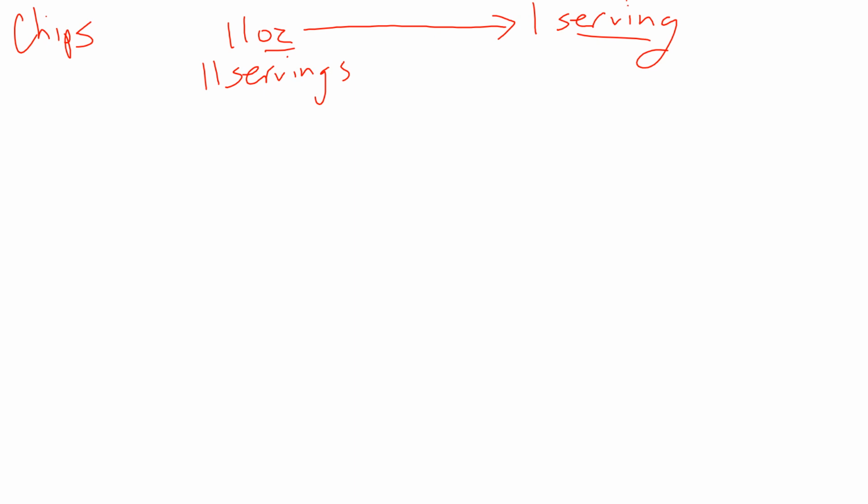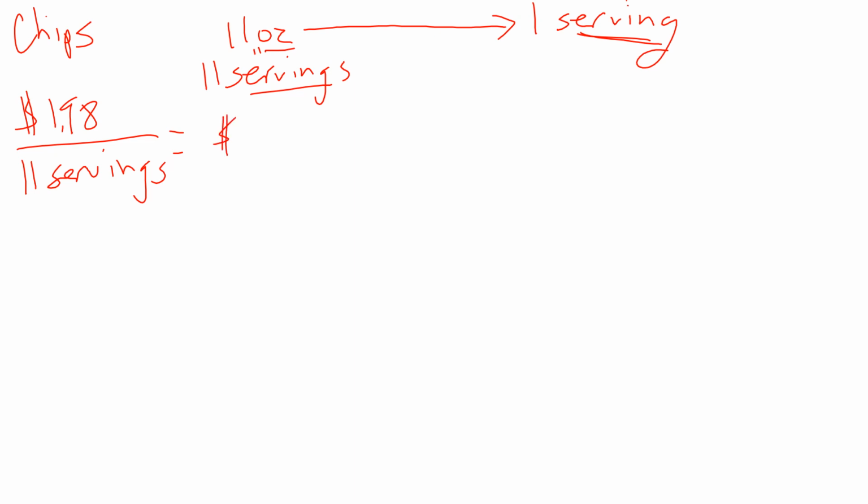Okay, so we can use that information from the package, and now, because those 2 things equal each other, our units do match. Okay, so we do $1.98 per bag of chips. We divide by 11 servings, and we get 18 cents per serving of chips. Okay, let's go to the beans.